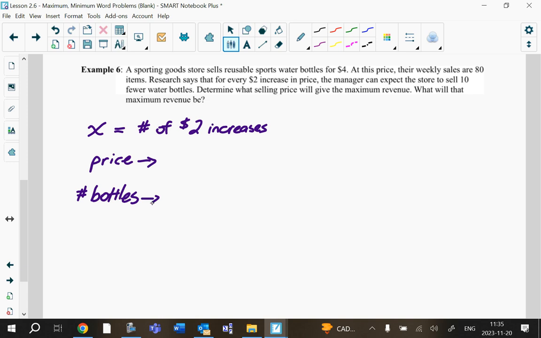What's your starting price? 4 plus what? Just 2? 4 plus 2x. Because this time every increase is $2. Whereas in the previous one, it was just $1, which is why we just added x. How many bottles did we start with in sales? And we lost how many per x? So 80 minus 10x.